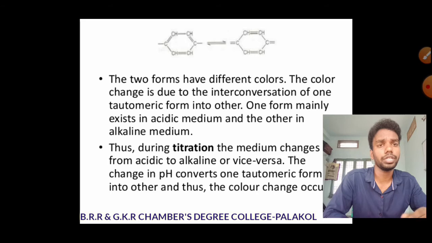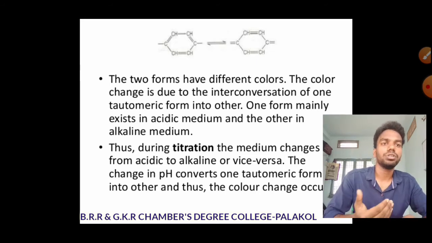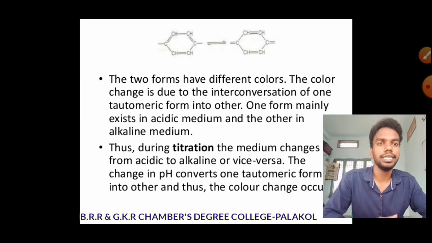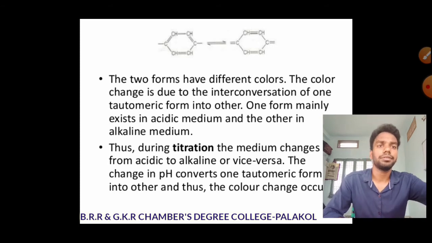Now, when adding one solution to another, say adding acid to the base, the medium will change, right? If there is base in the conical flask and we add acid solution, it slowly converts into an acidic medium, and simultaneously the indicator can be converted into the other form. So in acid it exists in the benzoyl form, and in base it exists in the quinoide form. In different media it exists in different forms, right? That's the second point. During titration, the medium changes from acidic to alkaline or vice versa, and the change in pH converts the tautomeric form into the other. So in the benzoyl form it has one color, and in the quinoide form another color, right?